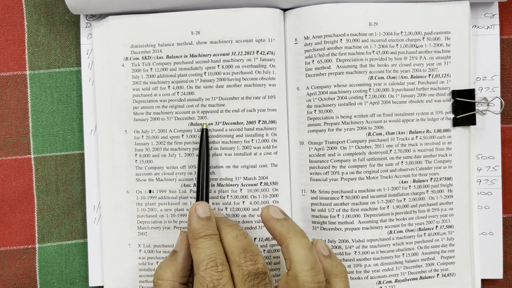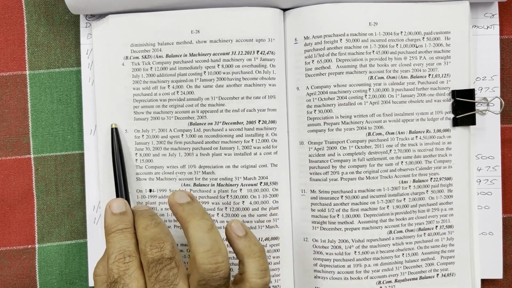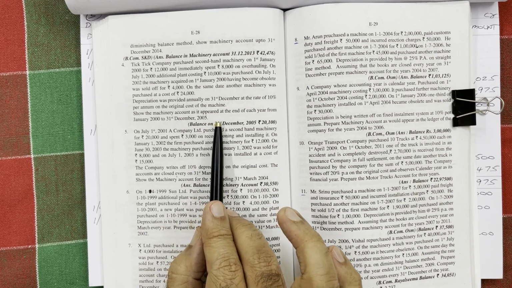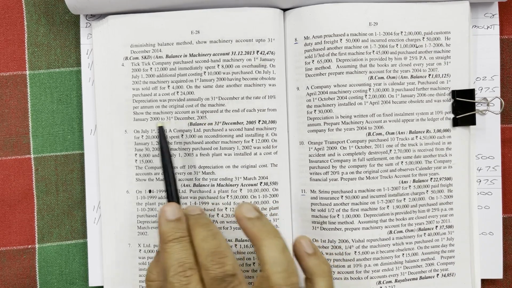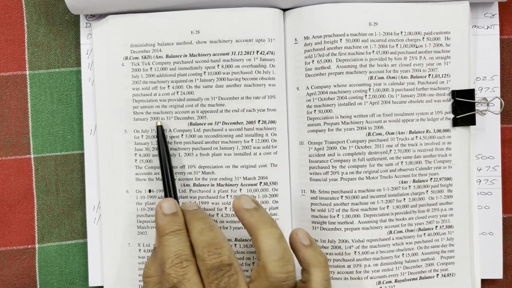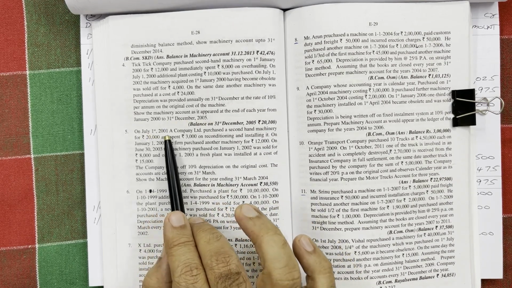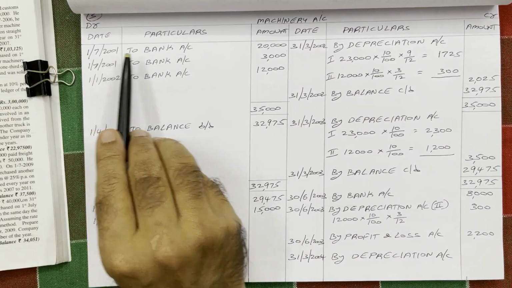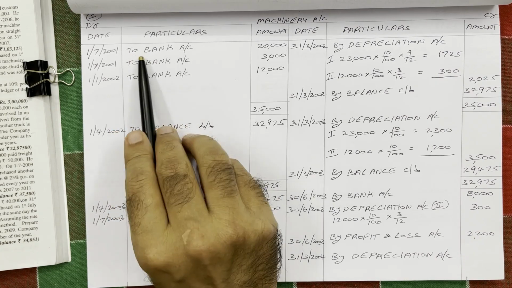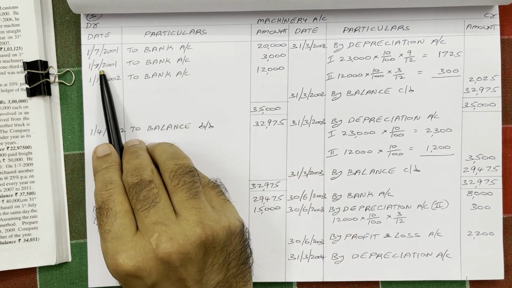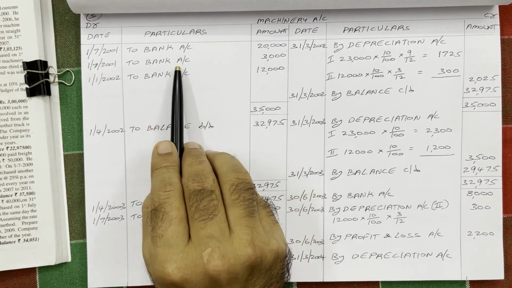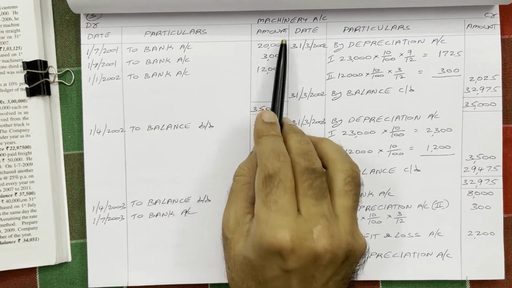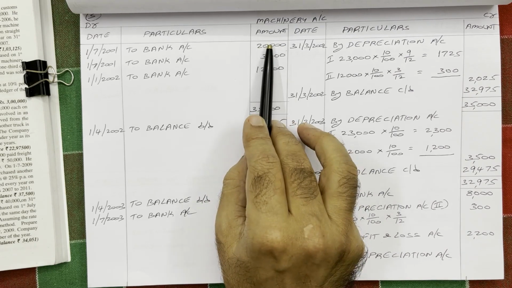Therefore, the starting year is 2001-2002. 1st April 2001 is the starting date of the year, and 31st March 2002 is the ending of the year. In the 2001-2002 year, they purchased this asset on 1st July 2001. So the purchase date we should write on the debit side: 1st July 2001, to bank account 20,000. And on the same day, they spent 3,000 rupees on its installation. For that also write to bank account 3,000. So the first asset cost is 20,000 plus 3,000, 23,000.